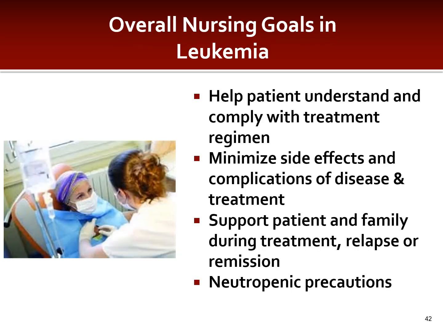So the overall nursing goals for leukemia: we want to help the patient understand and comply with the regimen. We want to minimize any side effects, any complications. Teaching the family, trying to get the clients in remission, prevent them from relapsing. And then, like I said earlier, make sure they're on neutropenic precautions.